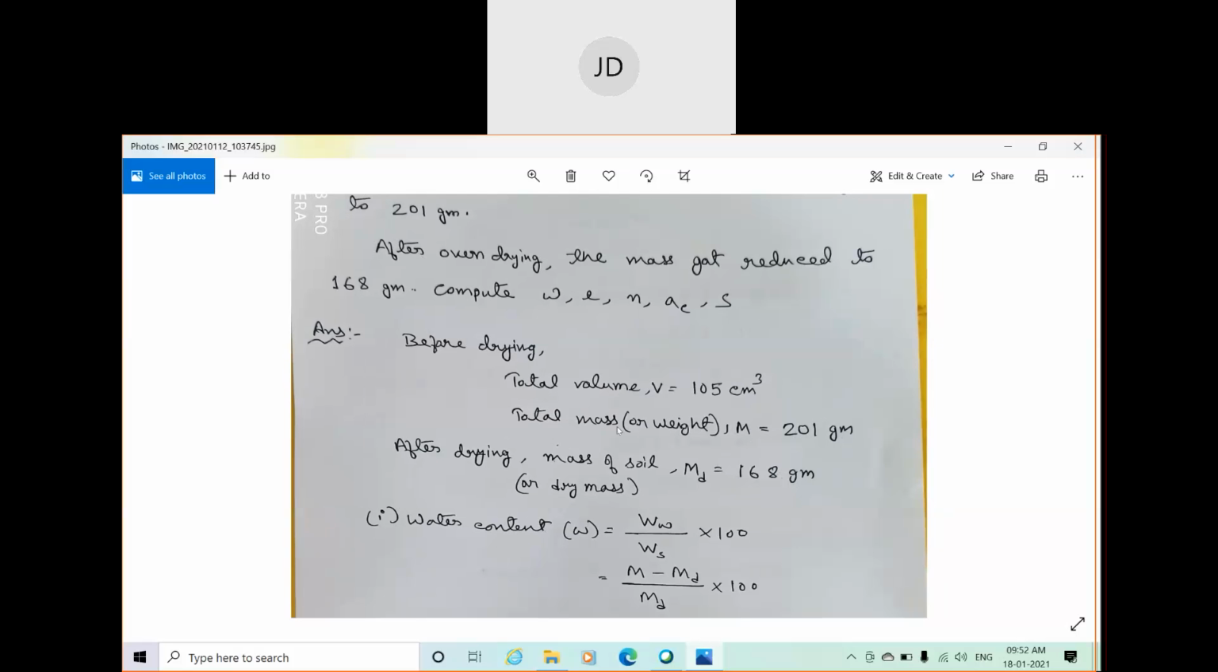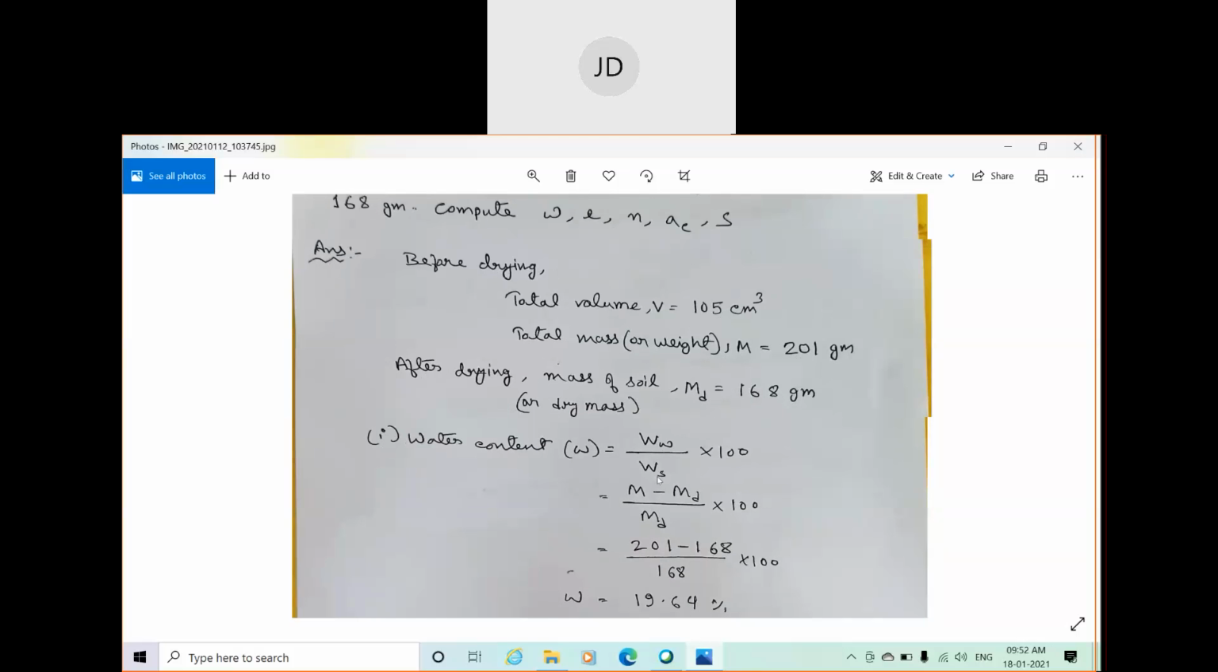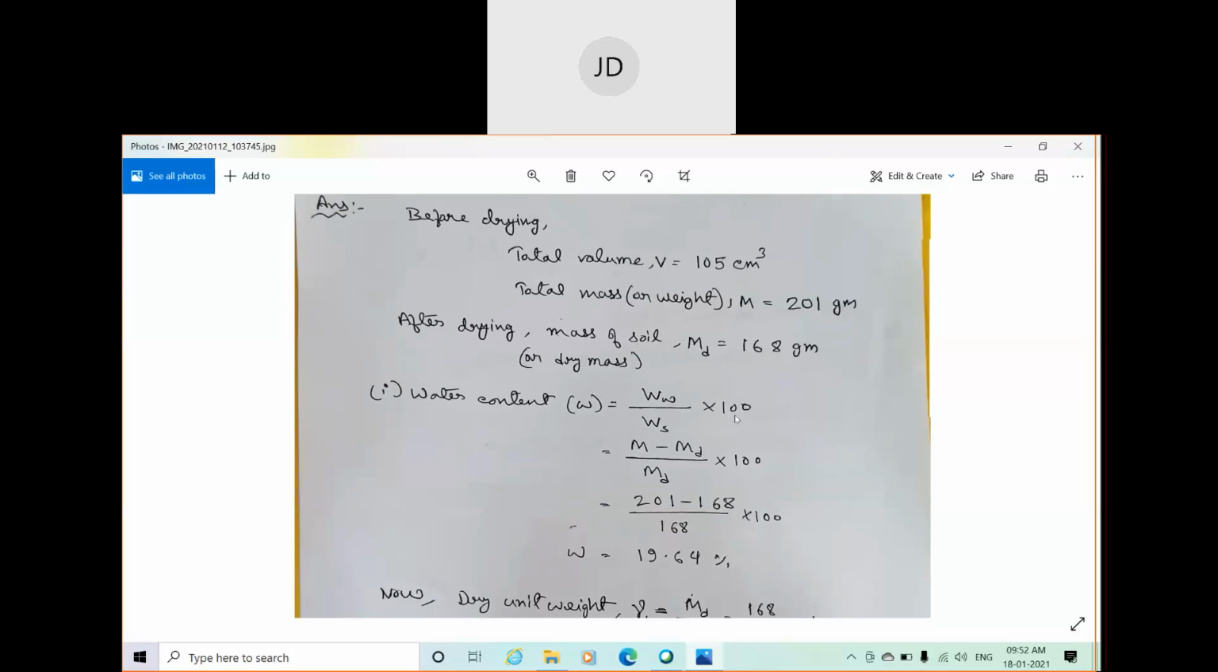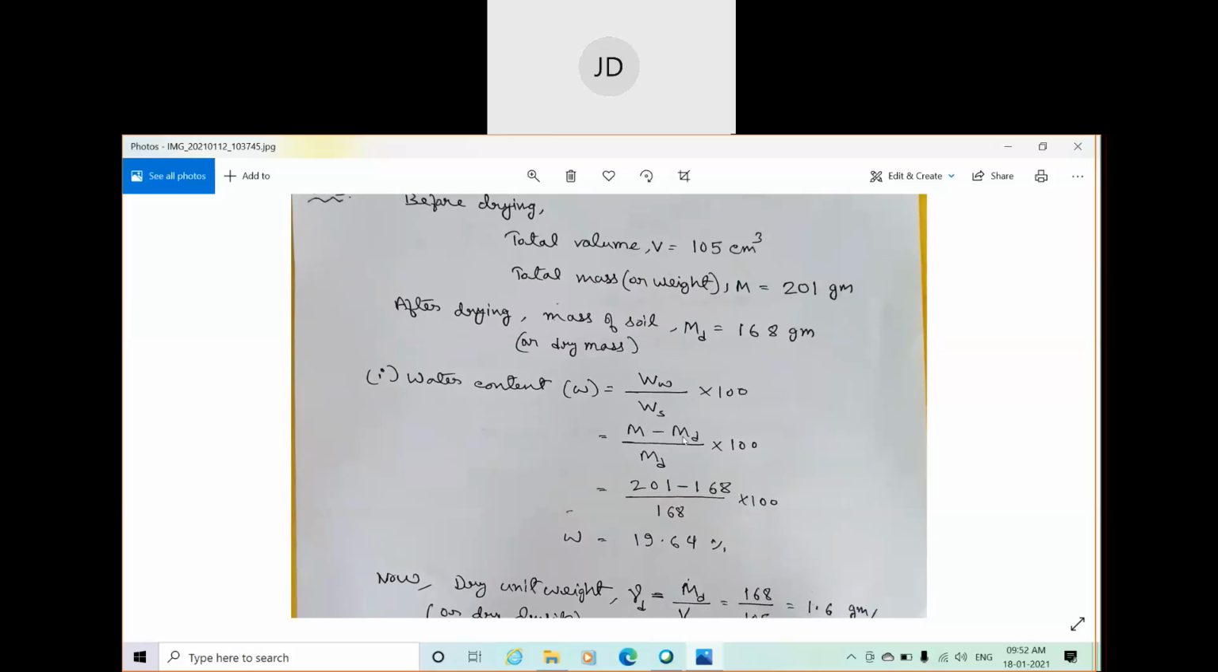Okay, and what is the amount of water? It is 201 minus 168. Now you need to find out first the water content. Now what is water content? By definition, weight of water by weight of solid, multiplied by 100 since it is expressed in percentage. You can put w or capital M, it's your wish. Since it is just a ratio, it will come the same value.